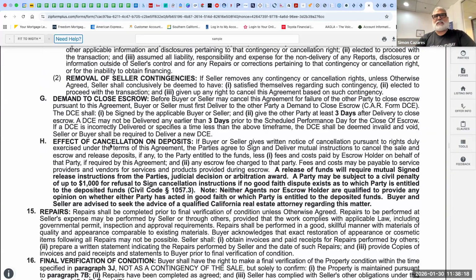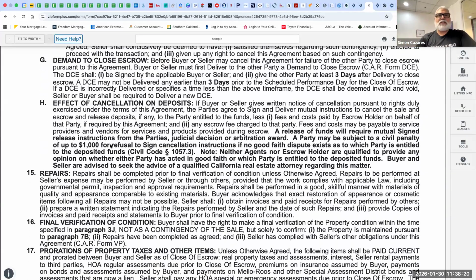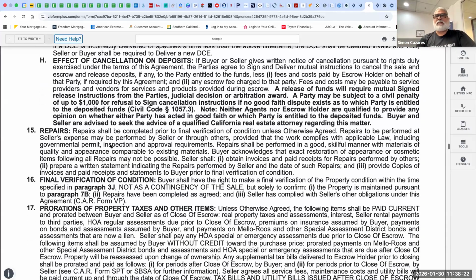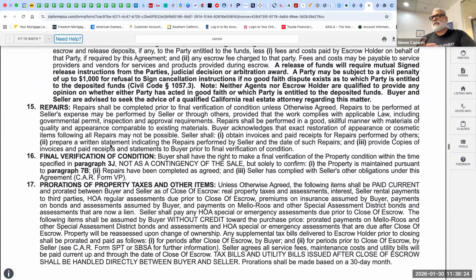So this section just talks about the process, the procedures, the effects of the cancellation, how the money is awarded. If the seller makes it very difficult, doesn't want to release the money, then they can be involved in a civil penalty up to $1,000 for refusing to sign the cancellation, right? So these are, again, protections that protect all parties.